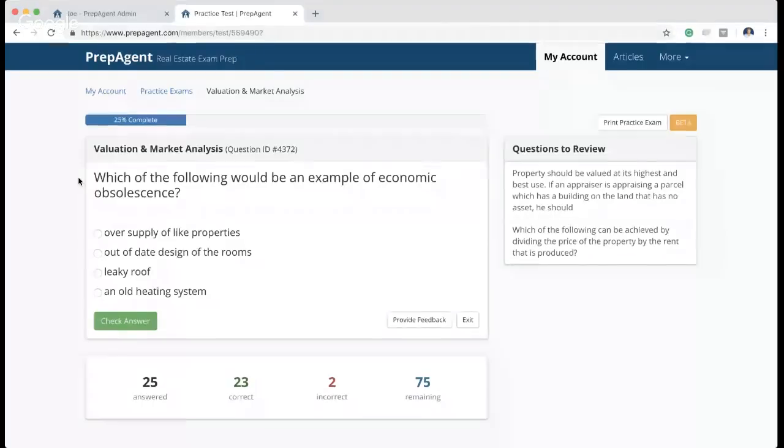Which of the following would be an example of economic obsolescence? A, oversupply of like properties. B, out of date design of the rooms. C, leaky roof. Or D, an old heating system. That is true, Anne. There's no such thing as aviation obsolescence. I hope nobody would circle that. Okay, A, oversupply of like properties.